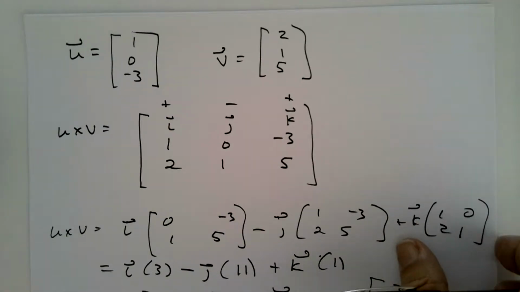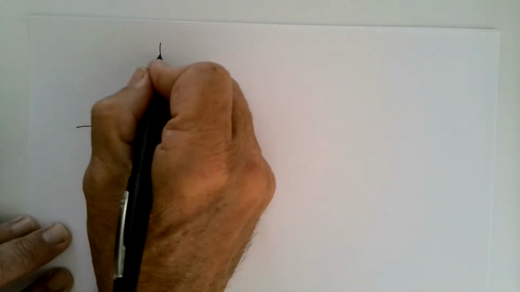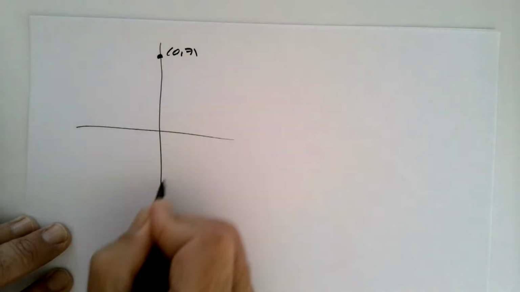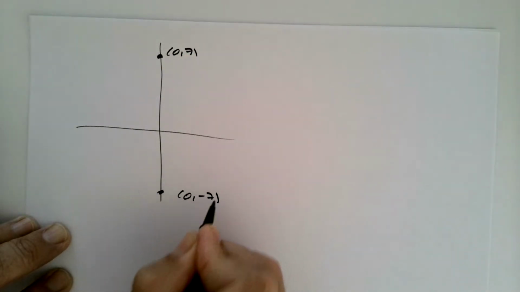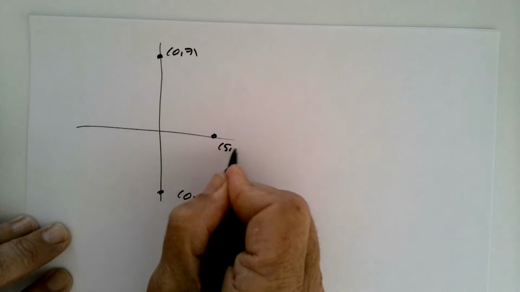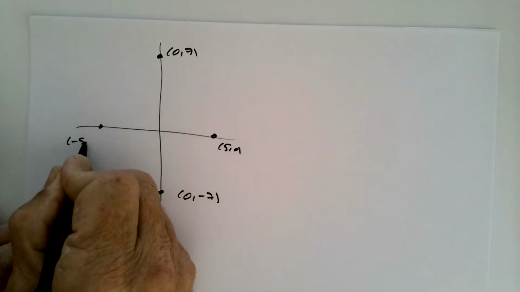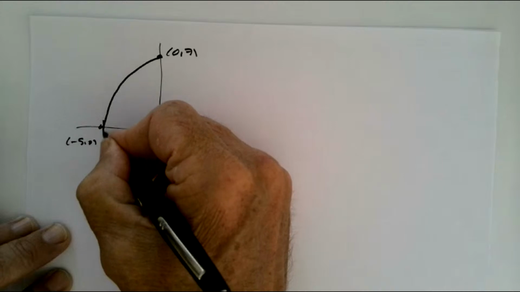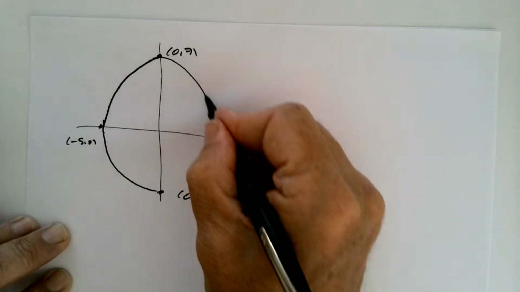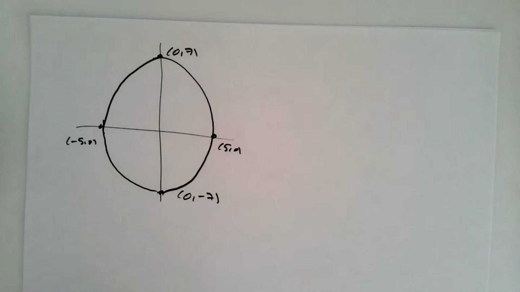All right, next up, I gave you a picture of an ellipse, and I asked you to find the equation of said ellipse. So let me try to draw a version of that here. This point is 0, 7. This point is 0, negative 7. This point is 5, 0. Here is our ellipse. What is that equation?